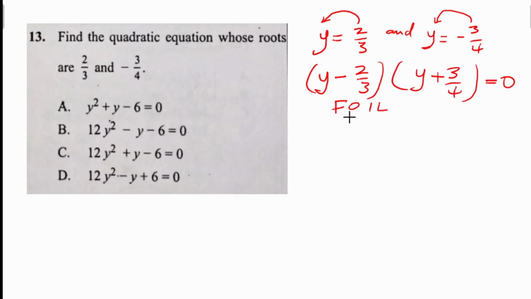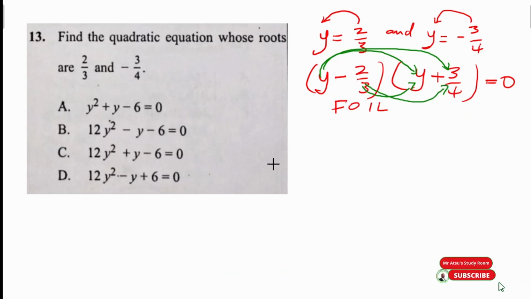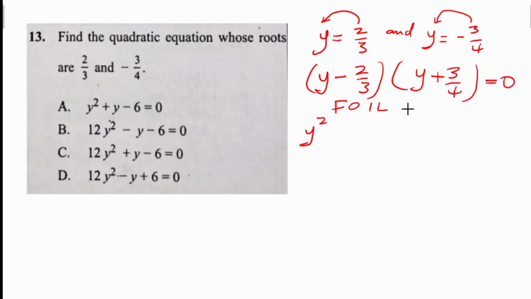That is, we multiply first terms, then outer terms, then inner terms, and then last terms. So that is what we are going to do. y times y gives us y squared. y times 3/4 gives us 3/4 y. Then -2/3 times y will give us -2/3 y. Then -2/3 times 3/4 will give us -1/2 equals 0.